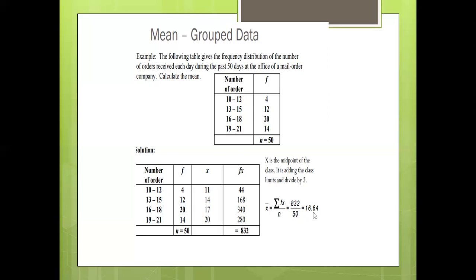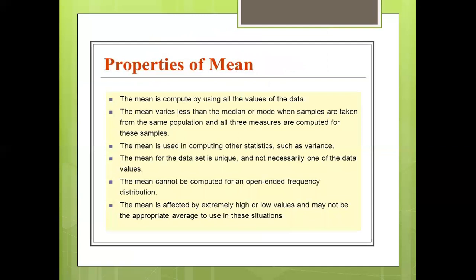Next measure is, first, here is a property of mean. This is a formula, and this is a property. What are the properties of mean? The mean is computed by using all the values of the data. The mean varies less than the median or mode when samples are taken from the same population and all three measures are computed for these samples. The mean is used in computing other statistics such as the variance.